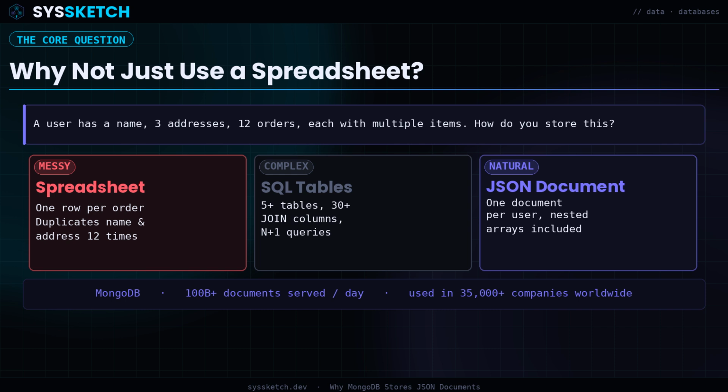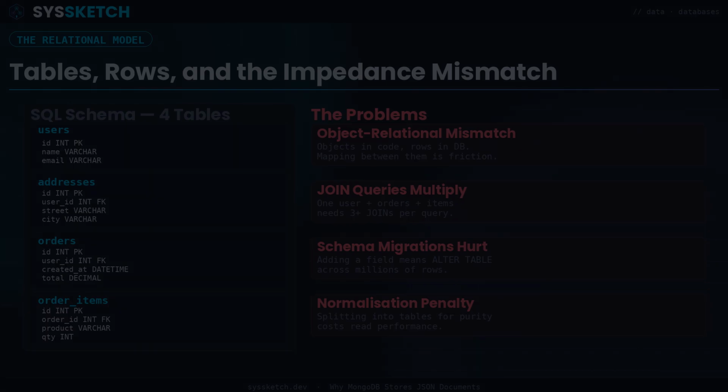A user is not a flat row. A user is a nested object with embedded collections inside it. You have to shred that object across 4 or 5 tables just to store it, and then reassemble it with joins every time you want to read it back. The relational model has 4 specific problems that compound as your application grows.